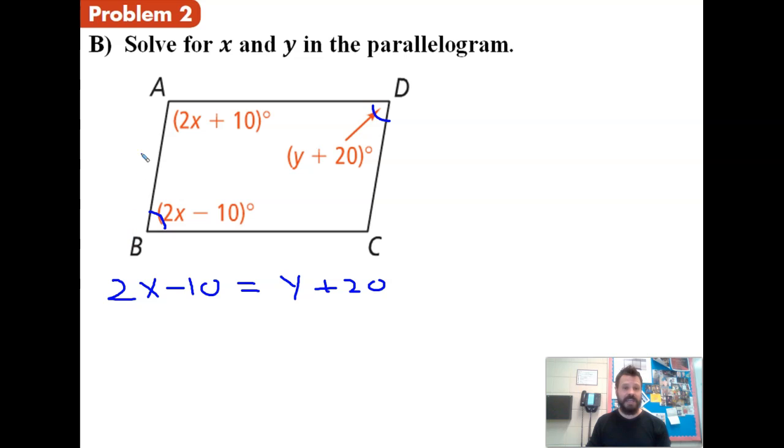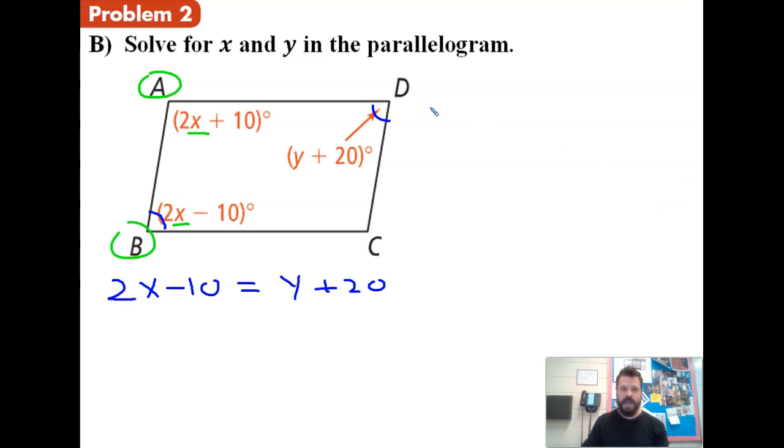I could say that A and B are consecutive, so they add to 180. Or I could say that A and D are consecutive and add to 180. Now, as far as which one to pick, I'm going to go with A and B, because notice both these expressions only have an x in them. That's going to give me an equation I can solve for x, and then I can use that to get the y. It'll help me avoid some more tricky substitutions here.